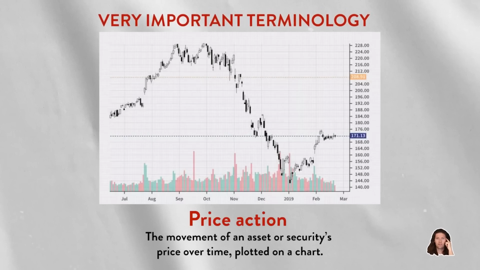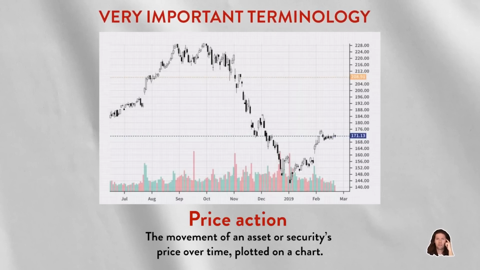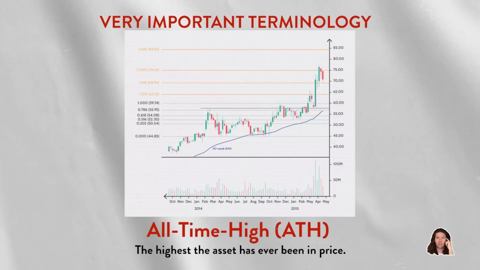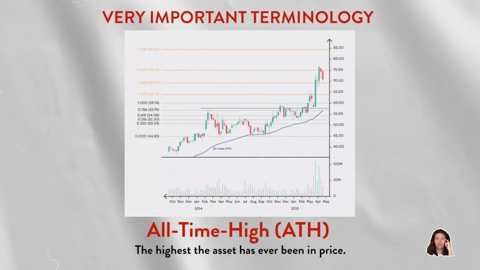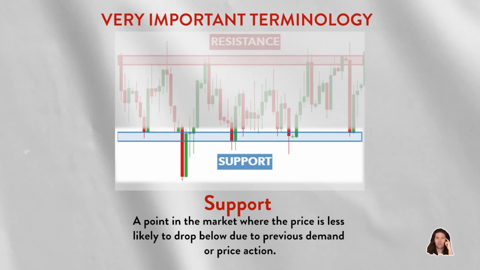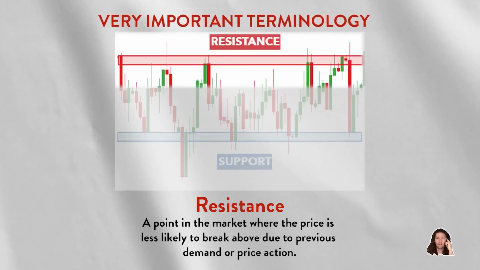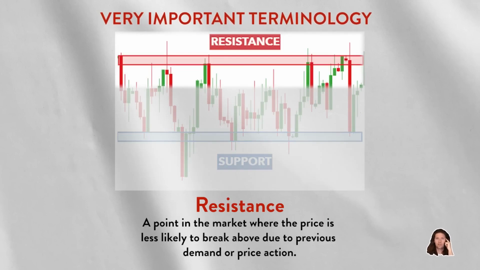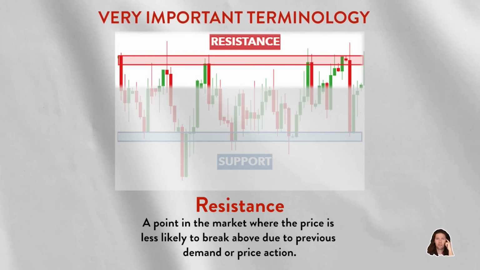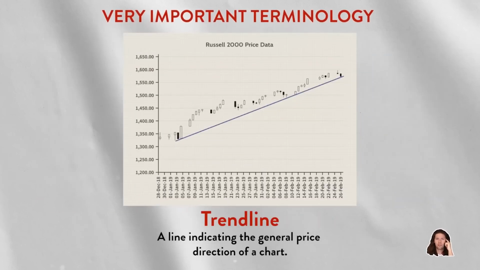Price action, the movement of an asset or security's price over time plotted on a chart. All-time high, ATH, the highest an asset has ever been in price. Support, a point in the market where the price is less likely to drop below due to previous demand or price action. Resistance, a point in the market where the price is less likely to break above due to previous demand or price action. Trend line, a line indicating the general price direction of a chart.